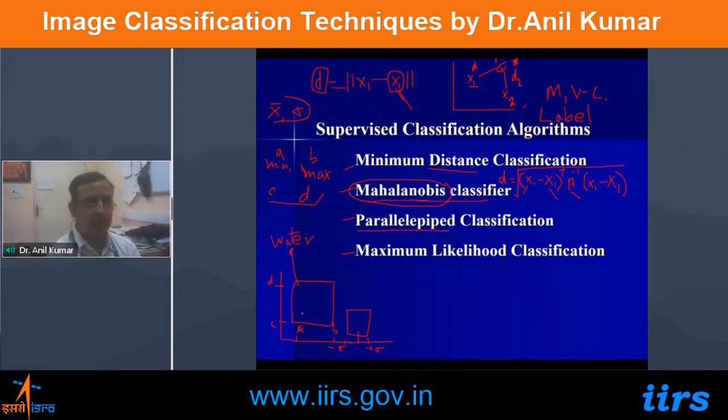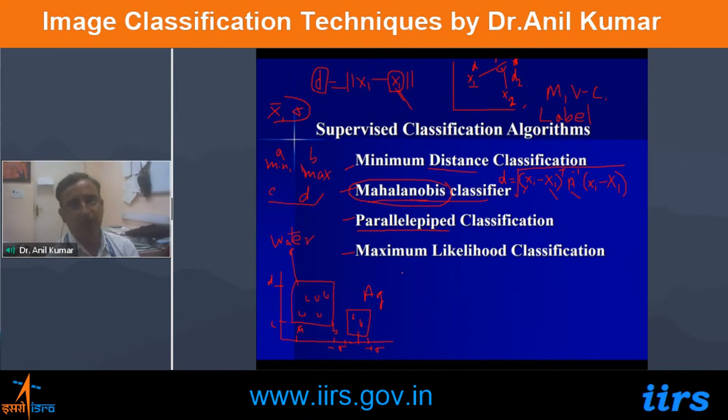So now we can find out which pixels are lying in this box. The pixels in this box will be labeled to class water. The pixels in this box will be labeled to agriculture. Like this, the labeling is done, and the pixels which do not belong to any of the boxes will be labeled as unclassified pixels. Unclassified means these pixels do not belong to any class. So this way the parallelepiped classifier works.